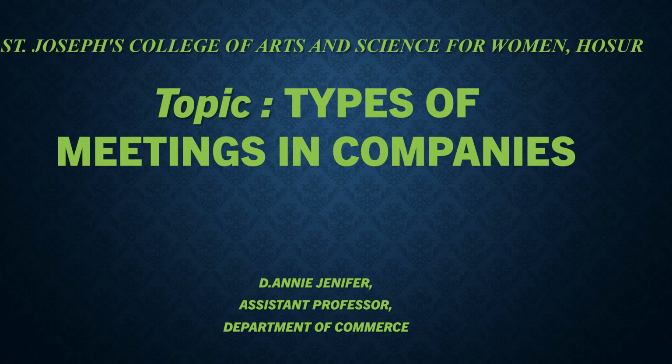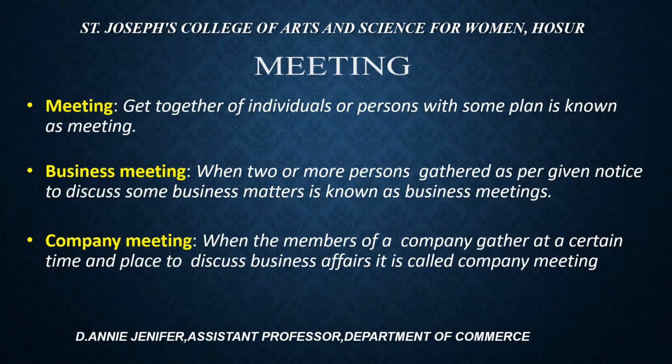Today we'll see types of meeting in companies. So what is a meeting? A get-together of individuals or persons with some plan is known as a meeting. Business meeting: what is a business meeting? When two or more persons gather as per a given notice to discuss some business matter, it is known as a business meeting.